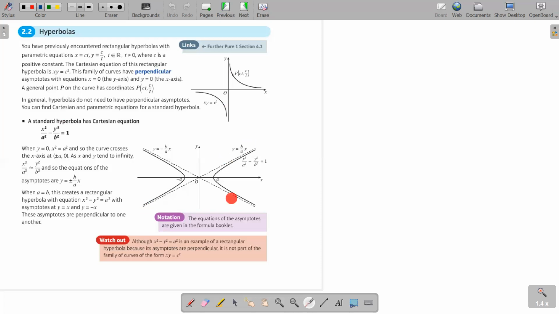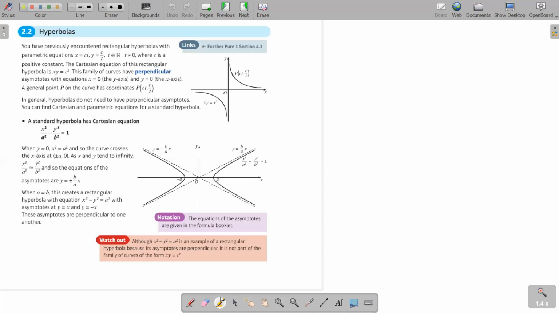Can you see this hyperbola that they have drawn, and can you tell me what's the major difference between these two hyperbolas? This one has a special name, rectangular hyperbola, while this one is just named hyperbola. What's the difference between these two? This is specially named rectangular hyperbola, while this is named just hyperbola. It's the look of the asymptotes.